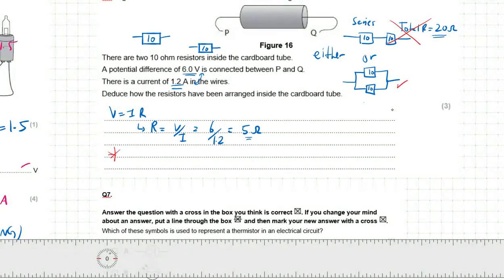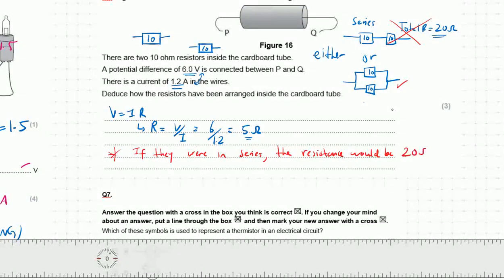Now, if they were in series, the resistance would be 20 ohms, but what will happen is we get 5 ohms, so it must be parallel. Okay, that's one way of looking at it.